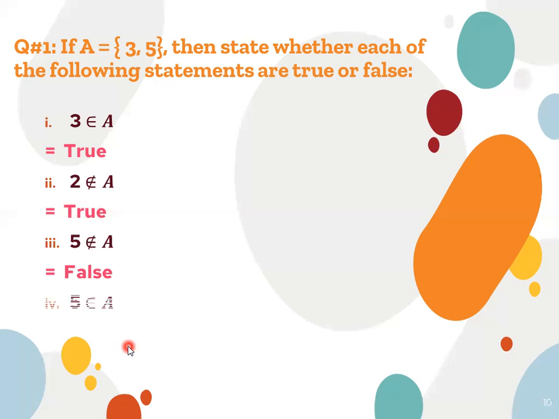Okay. Next is 5 belongs to A, meaning 5 is a member of set A. Yes, this statement is true. 5 is a member of set A, right?